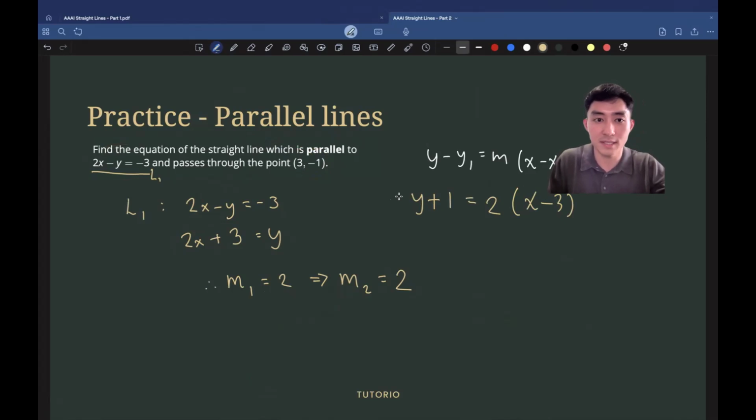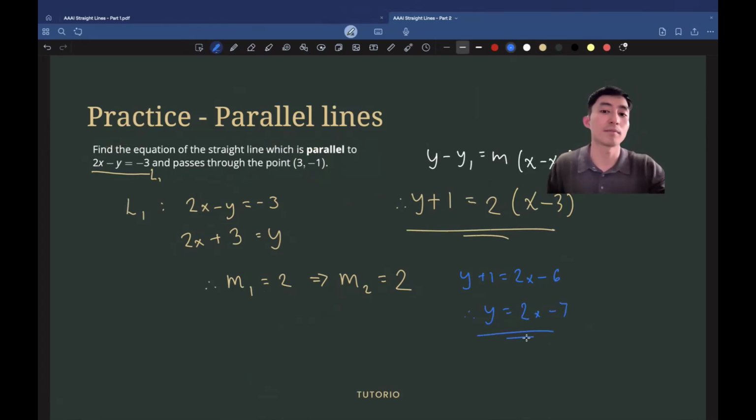Okay, so this is the equation of a straight line. You can stop here, but if they ask for the gradient intercept form, you need to continue. I'll write in blue: y plus 1 equals 2x minus 6. And then we tidy up: y equals 2x minus 7. This is the gradient intercept form.